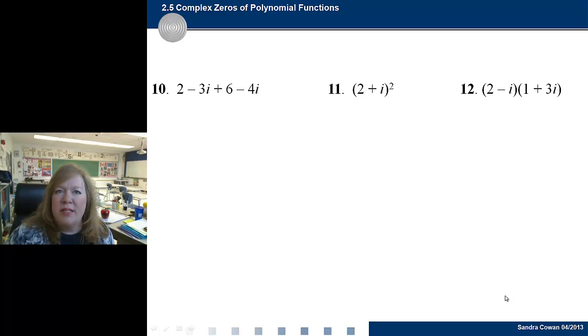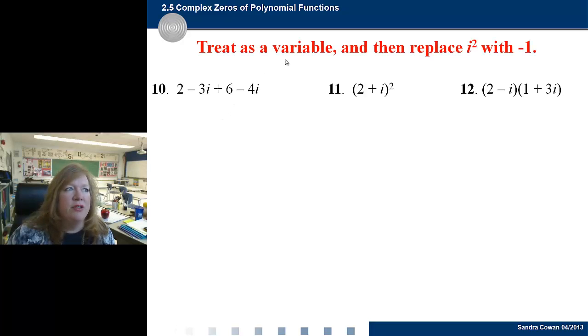Here's some arithmetic operations with complex numbers. This is just an addition or subtraction, so all you do is combine your like terms. And again, treat i as a variable and then replace any i squared you have with negative 1 and simplify it. That's all there is to it. So 2 plus 6 goes together to get 8. Negative 3i, negative 4i, that adds up to negative 7i.